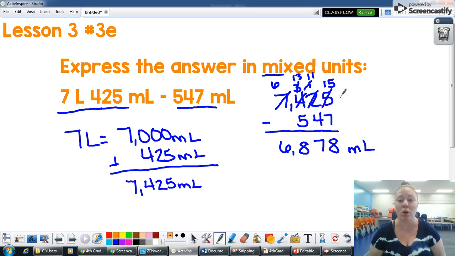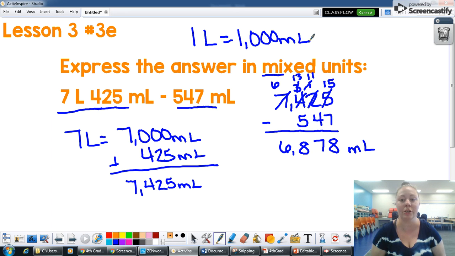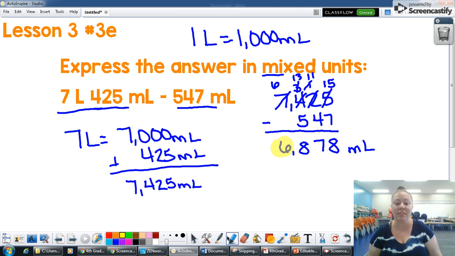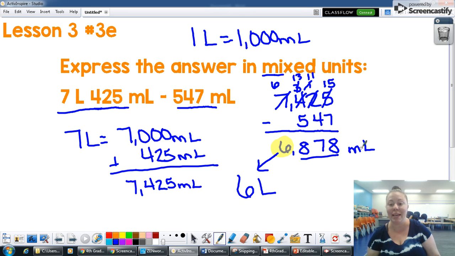So remember that 1 liter equals 1,000 milliliters. So how many groups of 1,000 are in 6,878? Well, I can go right to my thousands place, and I see that there is a 6 in the thousands place. So I'll highlight that for you. The 6 is in the thousands place. So that tells me that there are 6 thousands or 6 liters. So my answer is going to be 6 liters because that's 6,000 milliliters. I grouped into 6 liters, and that leaves me with 878 milliliters.